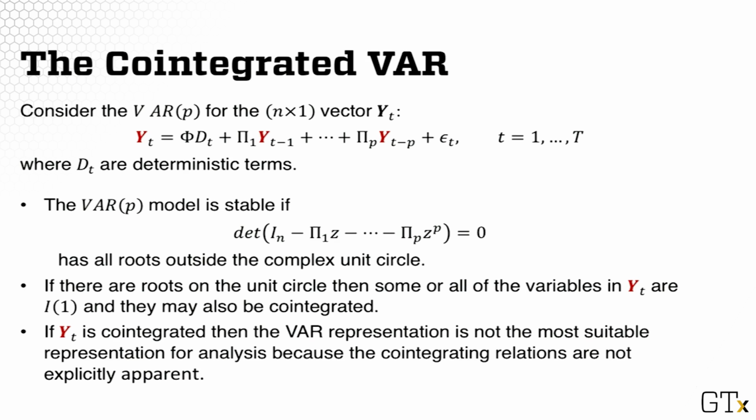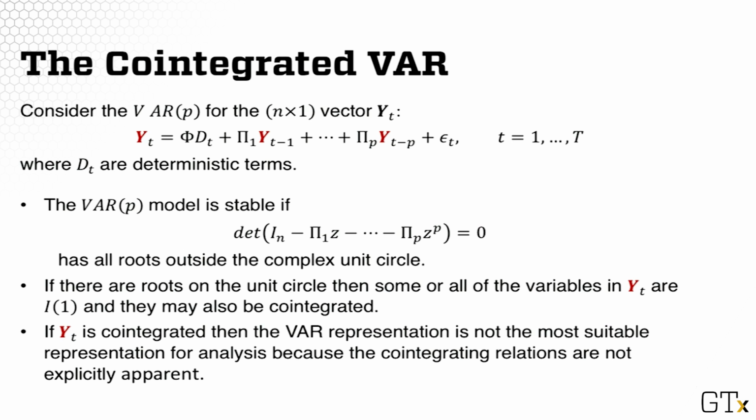We can expand the idea of cointegration to VAR models. Let's consider the classic VAR model with a deterministic component. A VAR is stable if and only if there are no roots of the VAR polynomial in the unit circle. Moreover, stability implies stationarity, but not the opposite. The stationarity condition is less restrictive. A VAR is stationary if there are no roots in modulus that are exactly on the unit circle. If there are roots on the unit circle, then some or all of the time series in yt are integrated of order 1, and they may also be cointegrated.